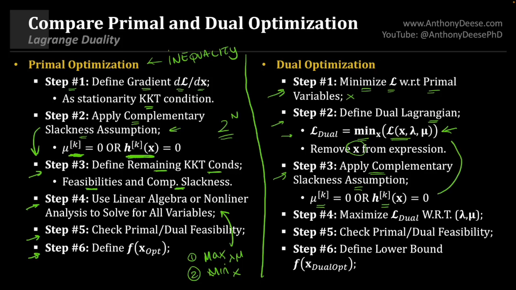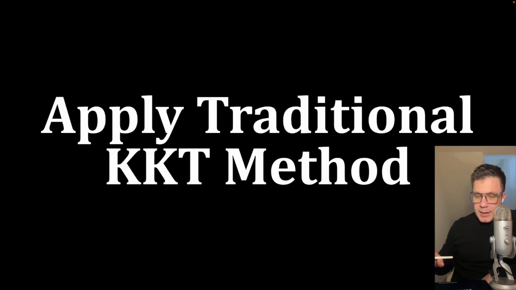We plug that into our dual Lagrange function, and then we maximize it with respect to lambda and mu. We check the primal and dual feasibility constraints that come from KKT, and then we define the lower bound of the output of the objective function by simply taking that optimal x dual OPT value and plugging it into the objective function.